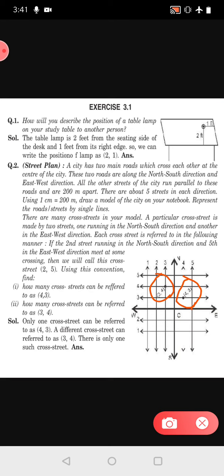So for solution we write only one cross street can be referred to as 4, 3. A different cross street can be referred to as 3, 4. So there is only one such cross street for each given points, that is 4, 3 also 1 and 3, 4 also 1.